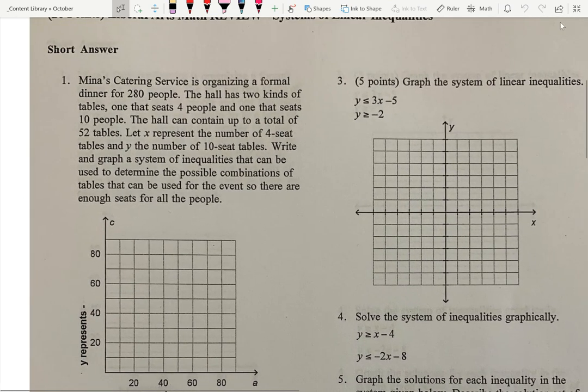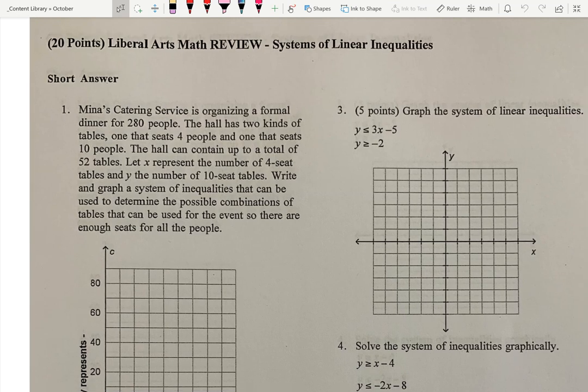Let's start by looking at number 1. Mina's catering service is organizing a formal dinner for 280 people. The hall has 2 kinds of tables, one that seats 4 people and one that seats 10 people. The hall can contain up to a total of 52 tables. Let X represent the number of 4-seat tables and Y the number of 10-seat tables. Write and graph a system of inequalities that could be used to determine the possible combinations of tables that could be used for the event so that there are enough seats for the people.